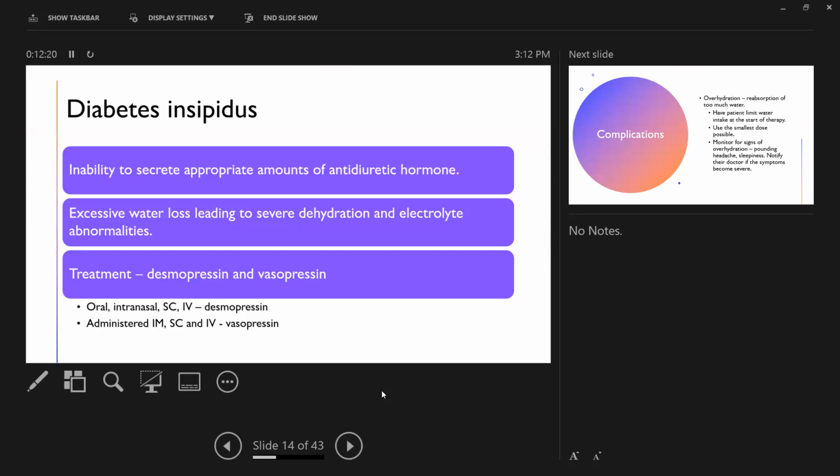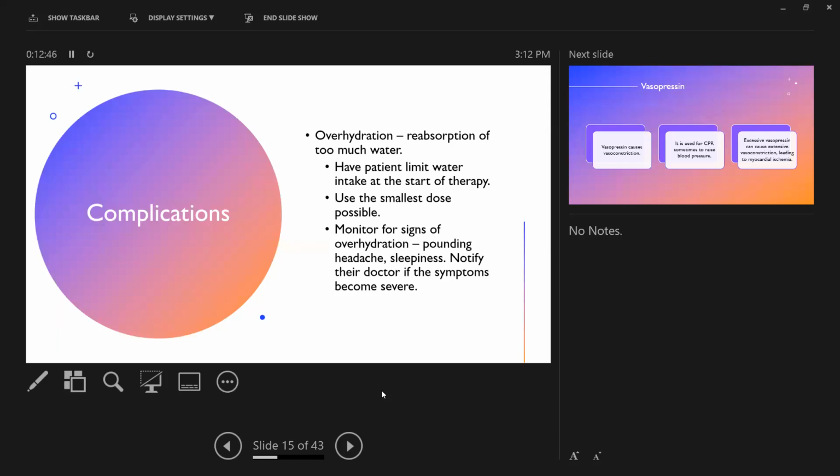Desmopressin is given in an oral form, an intranasal form, that's very popular, subcutaneously and intravenously. Vasopressin, which is also used in the emergency room and critical care, is administered intramuscularly, subcutaneously, and by IV drip. These drugs work very well.